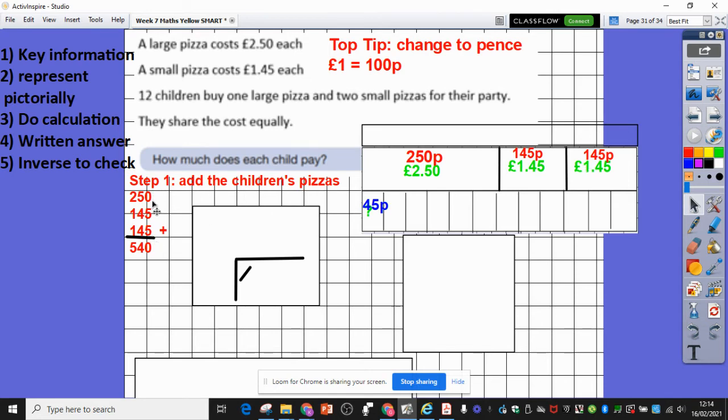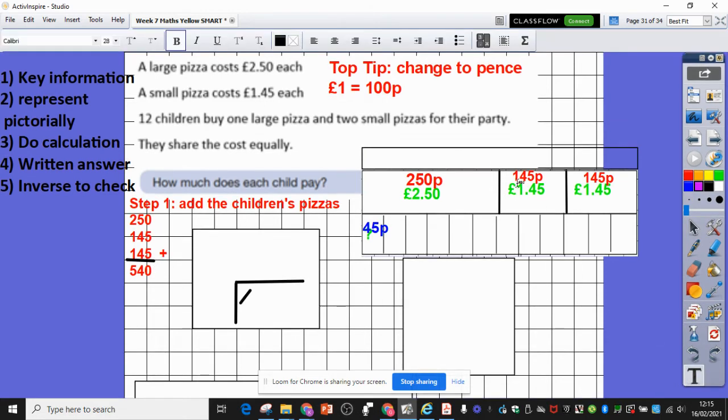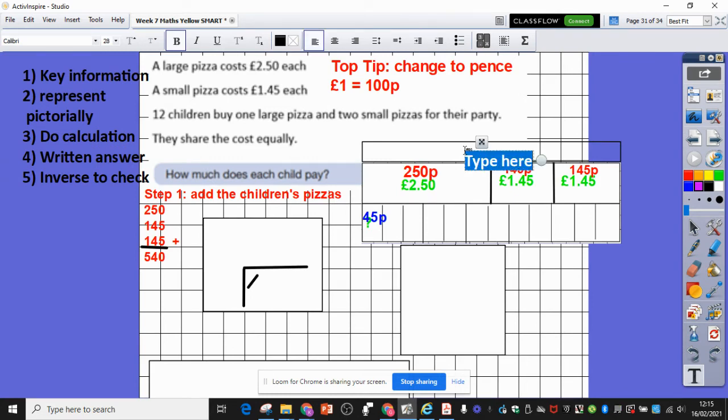Now, if you don't feel confident adding them in a column of 3, add 2 together and then add them again. So split that into 2 sections. So you could add 145 and 145 together and then add 250 onto that. But we know that altogether, the children have spent 540p or £5.40. Pretty reasonable.